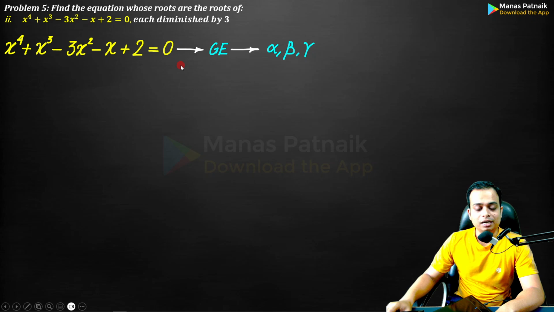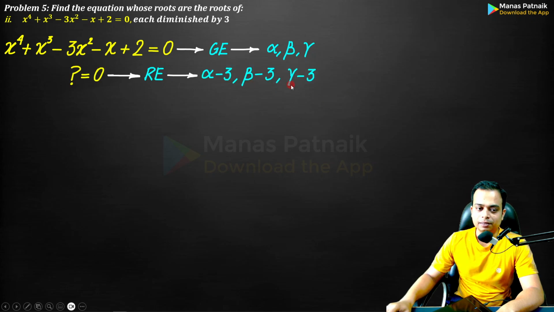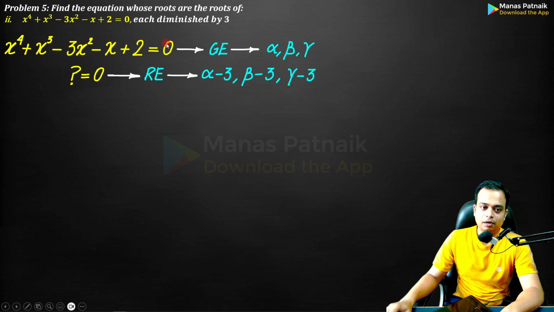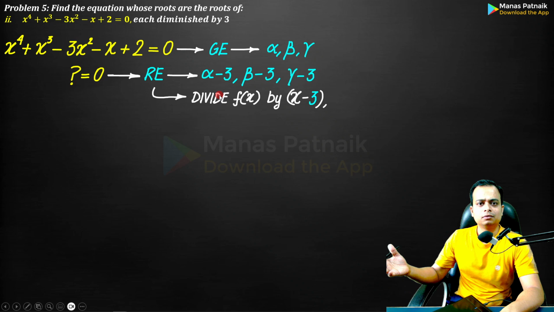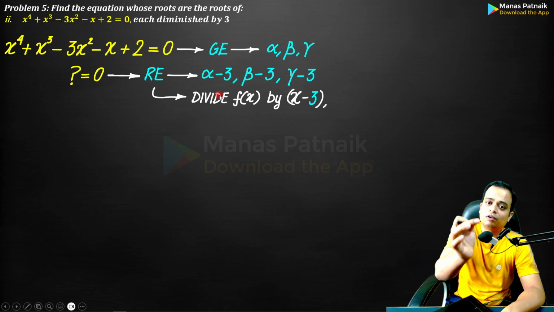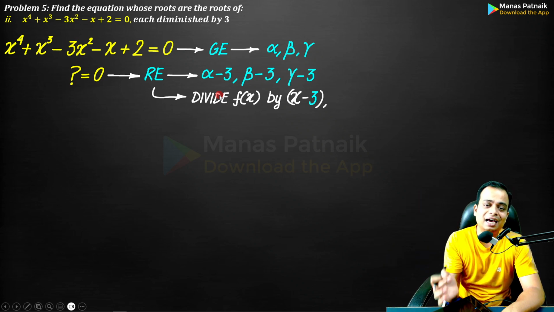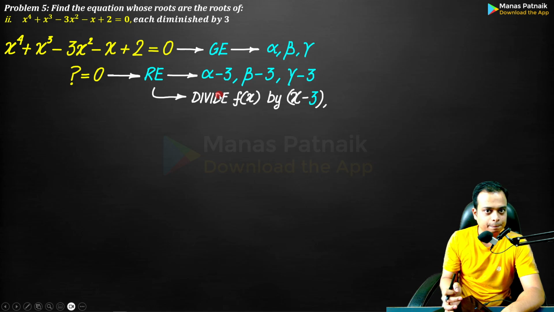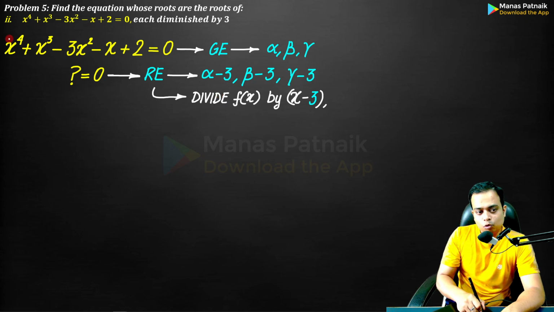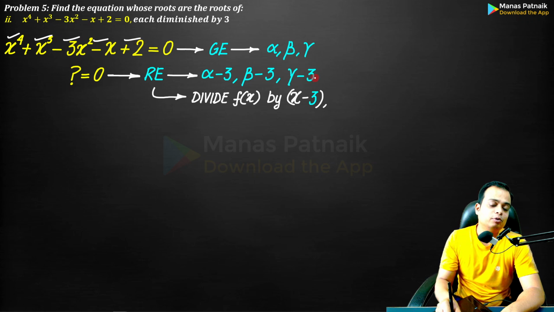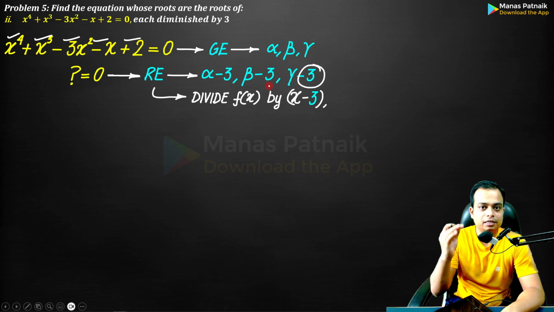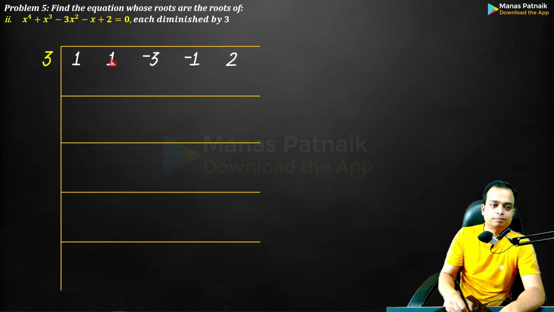So the new or required equation will have roots alpha minus 3, beta minus 3, gamma minus 3. What will we do, sir? Let's call this f of x and let's divide it by x minus 3. Successive remainders is what we are looking for, and they are going to make our required equation. Let's go. Coefficients are 1, 1, minus 3, minus 1, plus 2. What are you going to divide it by? Sir, 3. Let's do it. Here we go.